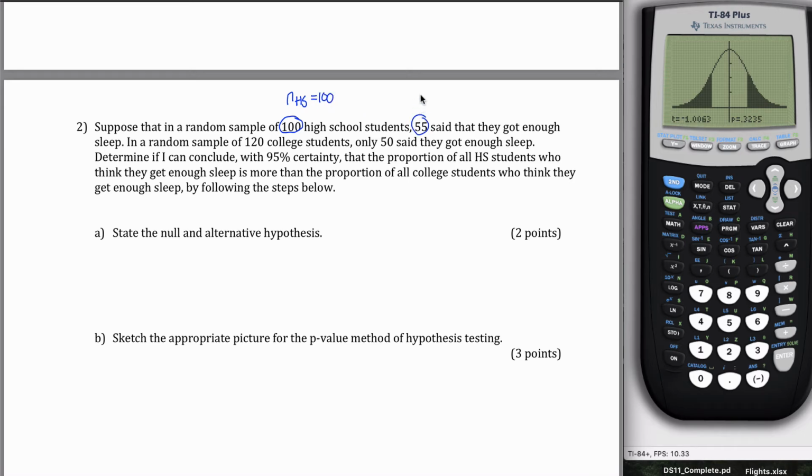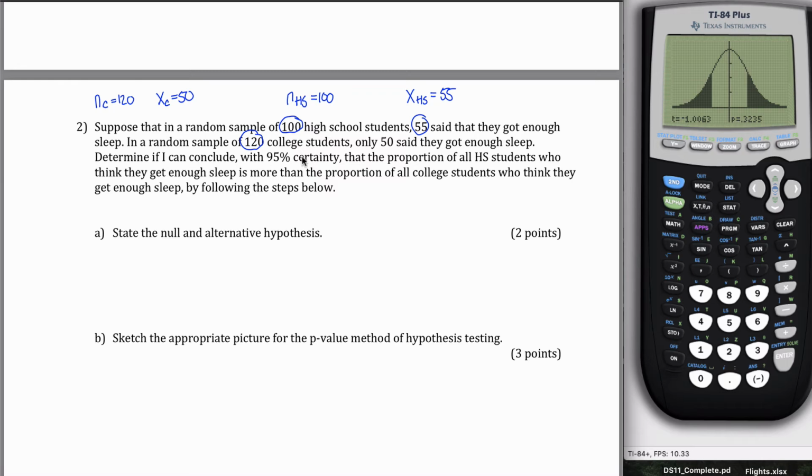55 of them said they got enough sleep. So X of the high school students, the number out of the total that has the given characteristic, is what X is. It's 55. In a random sample of 120 college students, that's telling me n college is 120, only 50 said they got enough sleep. So X of college would be equal to 50.